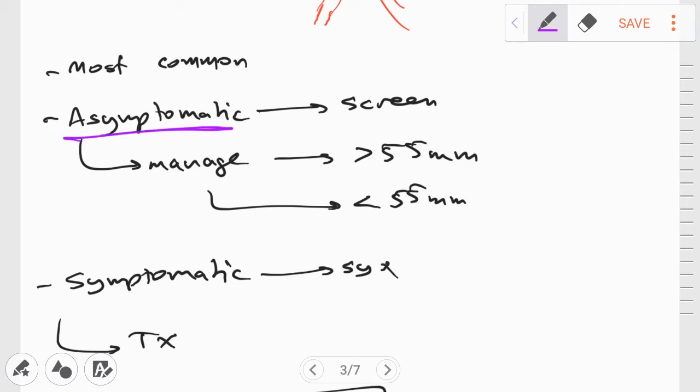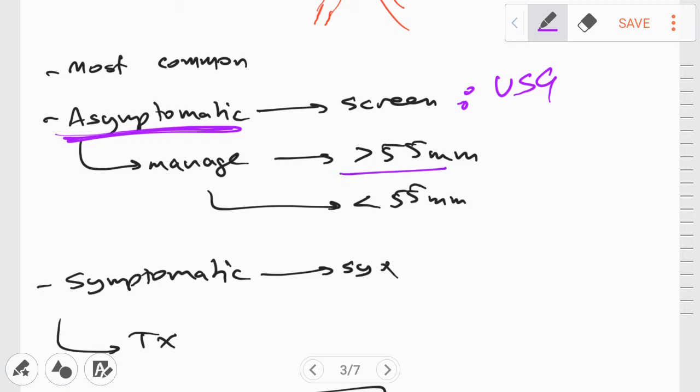So the asymptomatic aneurysm has to be managed by, first of all, screening. The screening tool that we use most commonly for this is the ultrasound. Right? It is non-invasive and it can give you a good idea. With regards to its treatment, we have to consider the diameter of the aneurysm before we can decide whether we want to repair it immediately or we want to delay it.